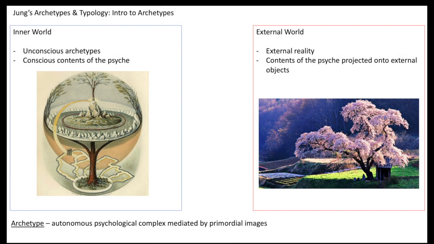All right, previously we talked about archetypes, and I did a short introduction to archetypes in Jung psychology. And I talked about how an archetype is an autonomous psychological complex mediated by primordial images. And if that's confusing, it's basically like there are these primordial images that are common to all people, and they can be projected onto things that aren't common to all people.